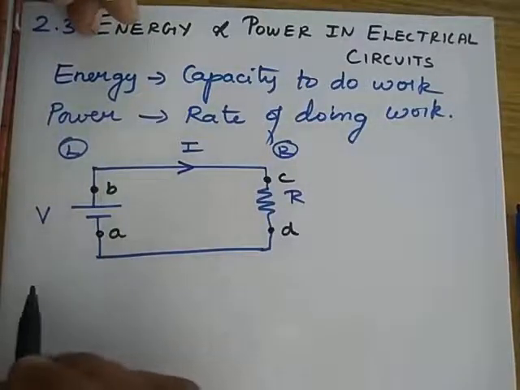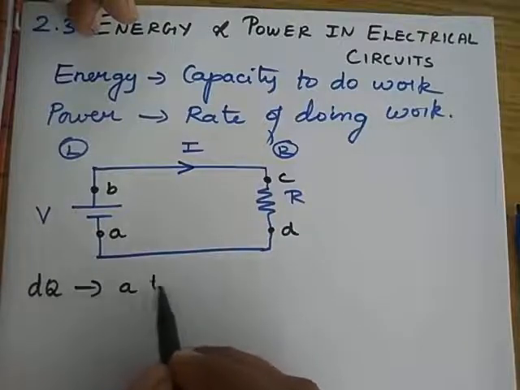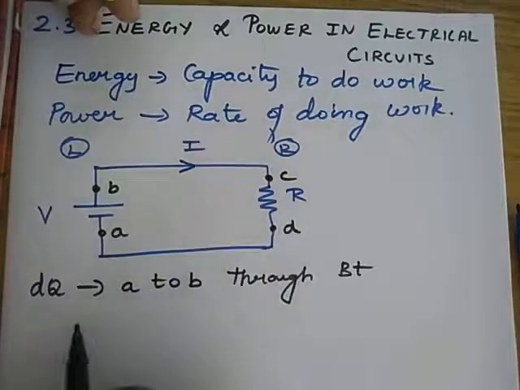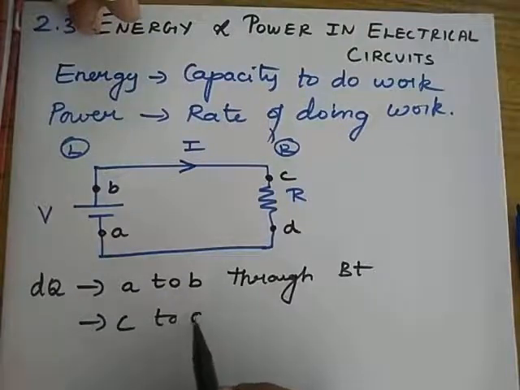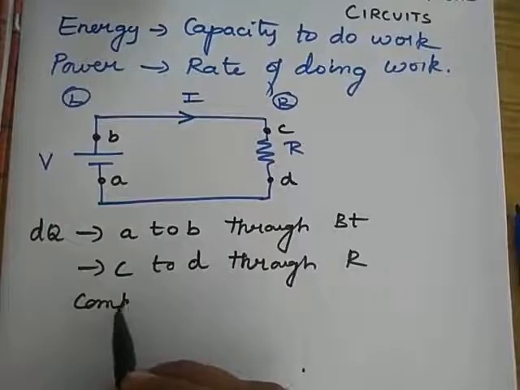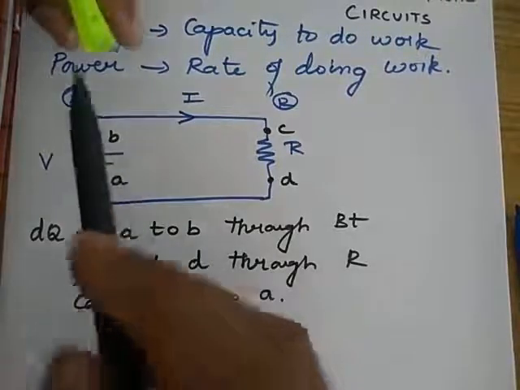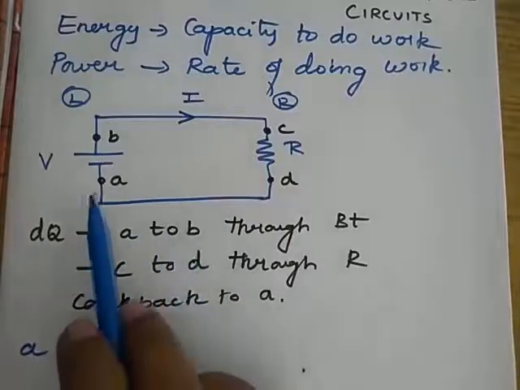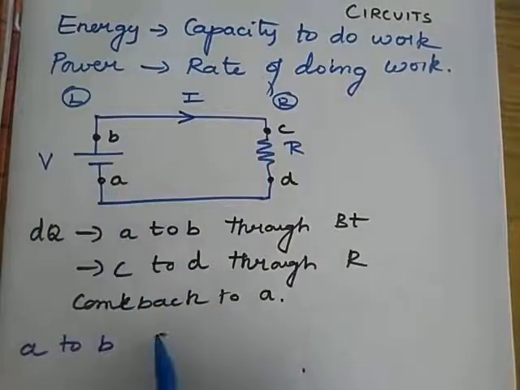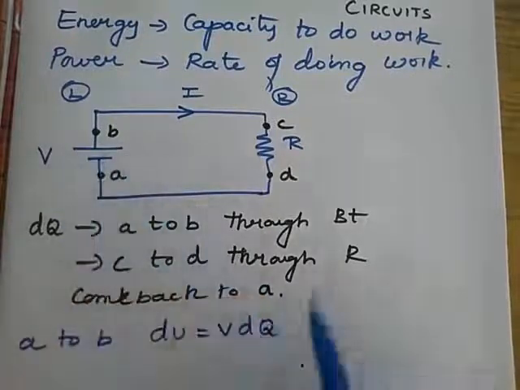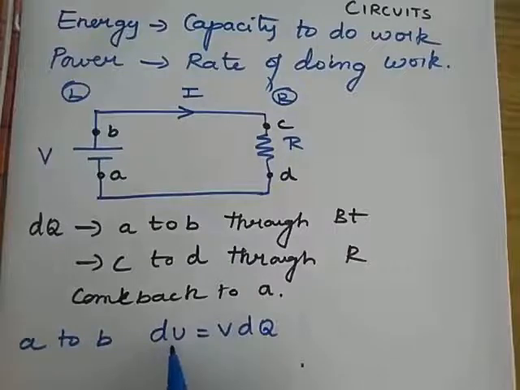Here I assume the charge dq first flows from A to B through the battery, then from C to D through the resistor, then again comes back to A. During the movement from A to B, the charge dq gains potential energy, that is dU is equal to V dq, from the chemical energy of the battery.